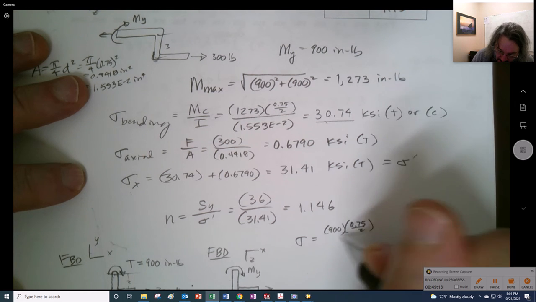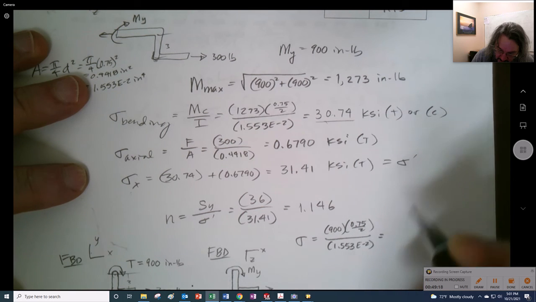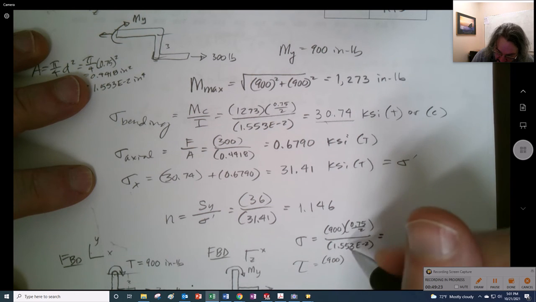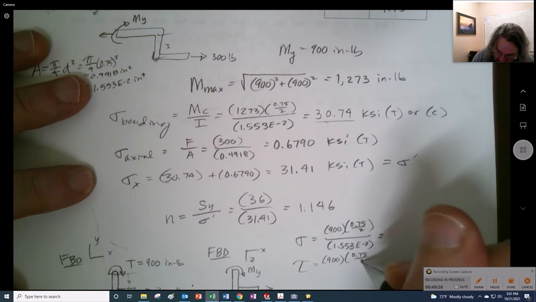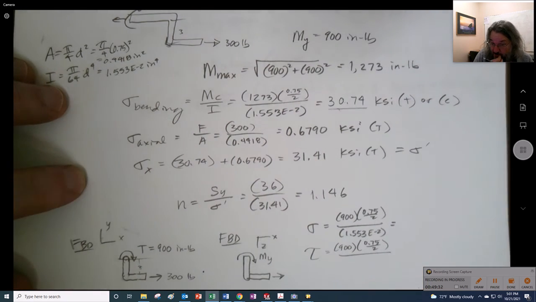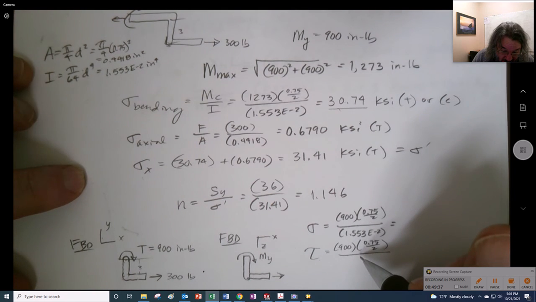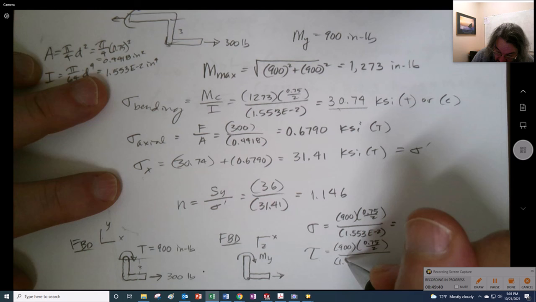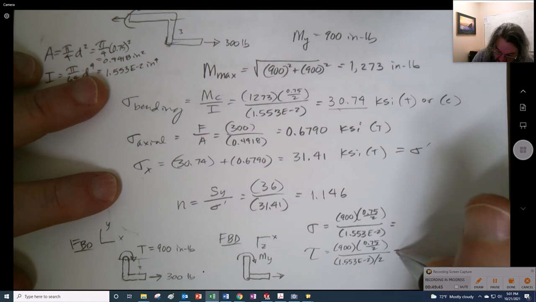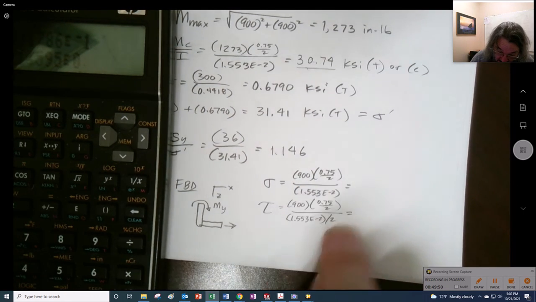0.75 divided by 2 and divided by 1.553 e minus 2. But now we'll also have torsion, and that's going to be 900 times 0.75 over 2. We need J though, right? Because we need Tr over J. I should have written the equation up, but I didn't. But that's Tr over J. I don't have the J, but I do know that it's going to be 1/2 of the I. So divide that by 2 right there. So this will be the bending, and this will be the torsion.